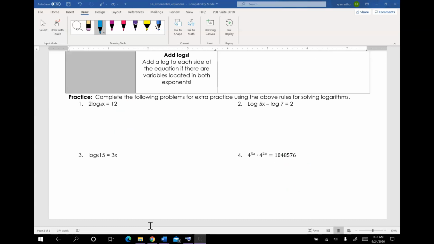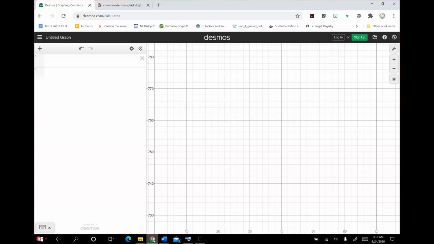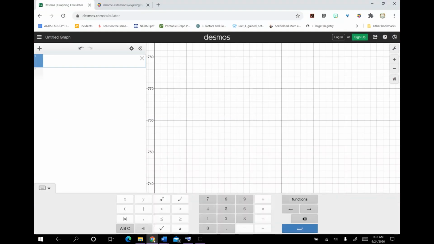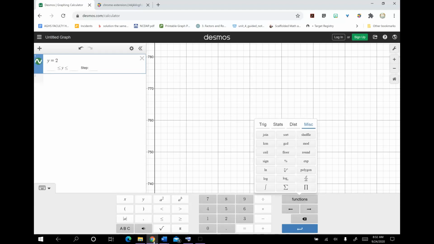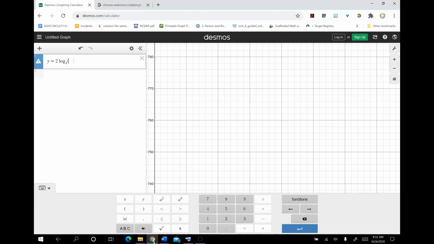So let's look at this one right here. Left-hand side is line 1. Right-hand side is line 2, okay? So it's going to be 2 log base 4 of x equals 12. So let's pull up Desmos. We're going to do y equals left-hand side. Y equals 2 log base 4 of x. Close your parentheses. And then y equals 12.